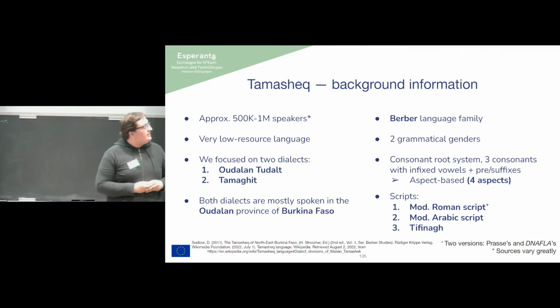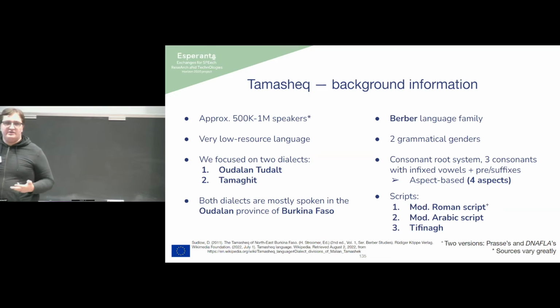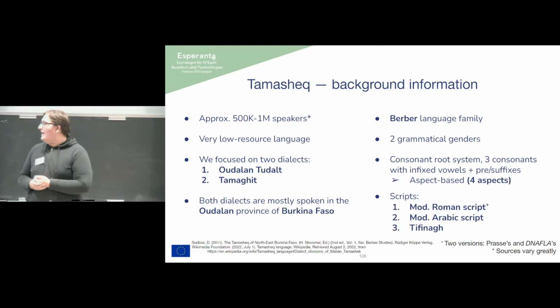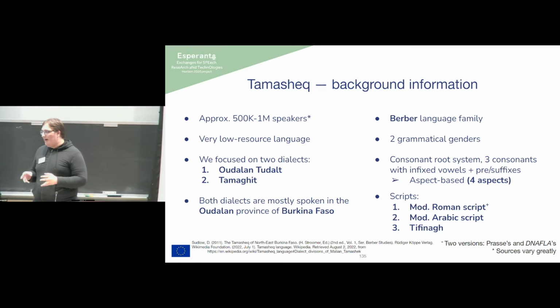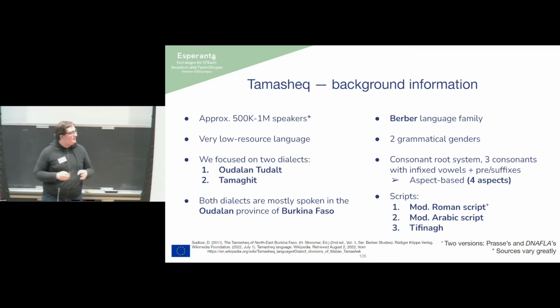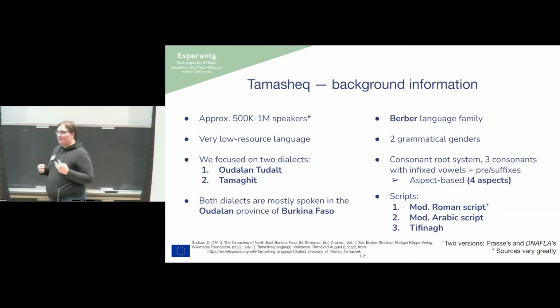Now, going to the more linguistic side, Tamasheq is part of the Berber language family. It has two grammatical genders, masculine and feminine. As for its verb system, it's a consonant root system with infixed vowels as well as prefixes and suffixes surrounding that verb. And for its tense system, what makes it unique in terms of trying to build a translation system for it is that it uses aspects divided between perfective and imperfective, which are further divided into constitutive and descriptive, making a total of four different aspects, which most of our data, I believe, does not use.